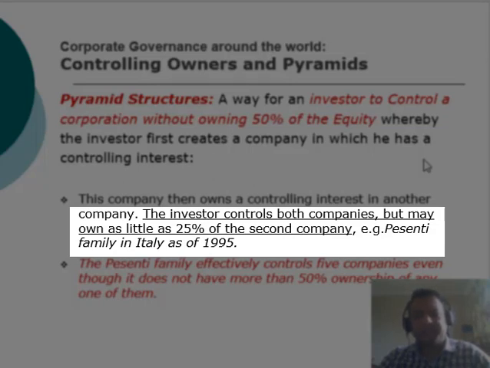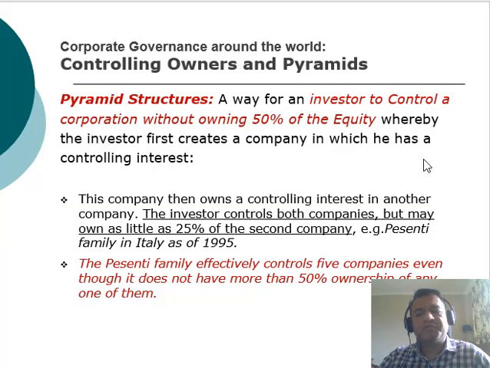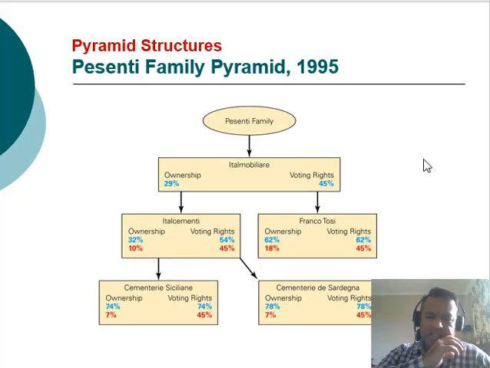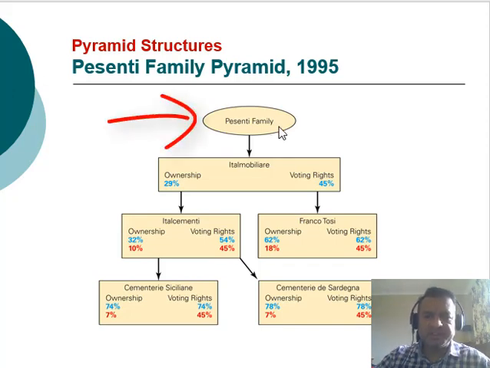Now, a great example for this could be the Pesenti family in Italy as of 1995. The Pesenti family effectively controls 5 companies even though it doesn't have more than 50% ownership of any of the companies. Now this slide will show the structure of the Pesenti family in 1995, which is also called the pyramid structure. Now here is the Pesenti family.